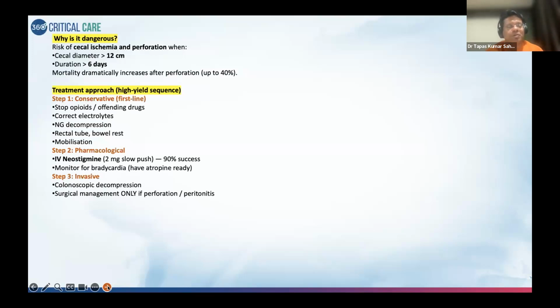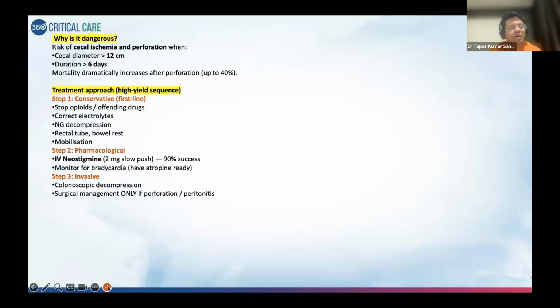First one would be conservative. Never ever immediately start with radical surgeries. Stop opioids or offending drugs. Correct electrolytes. NG tube decompression. Rectal tube. Bowel reset. Mobilization.